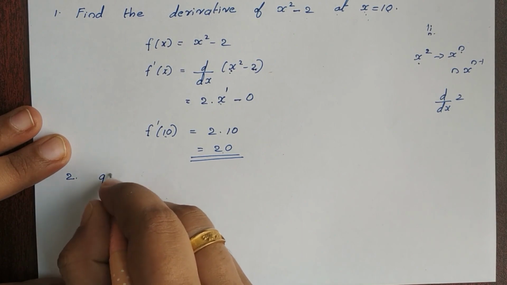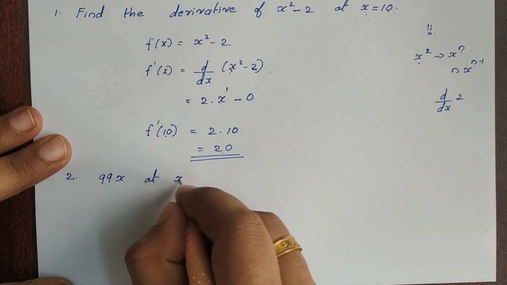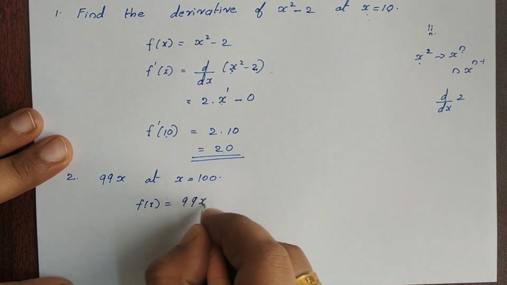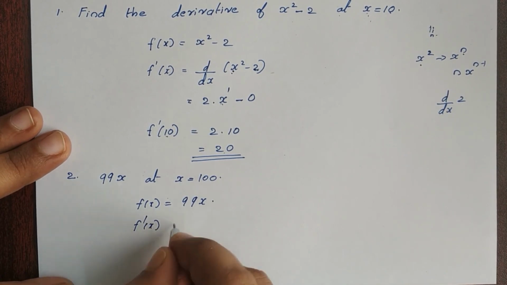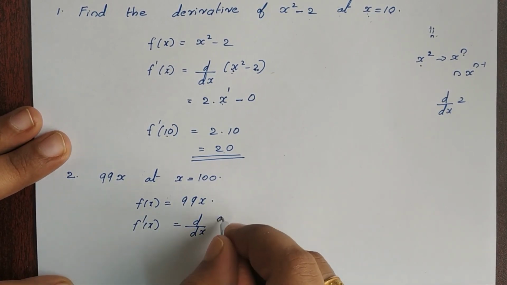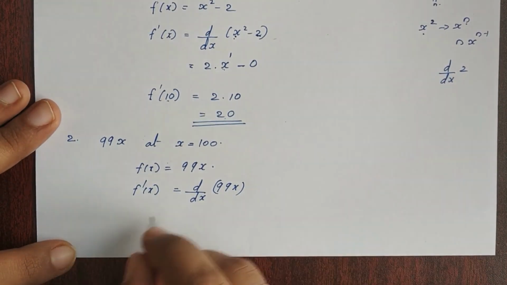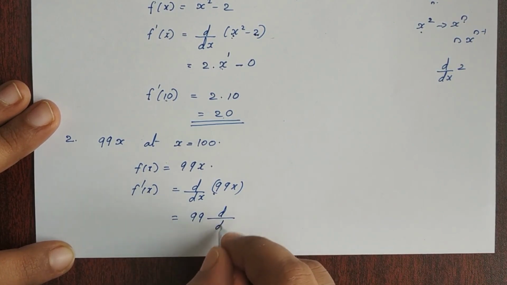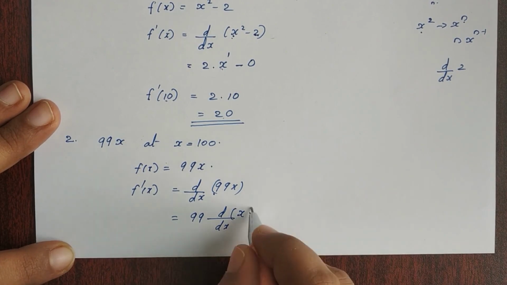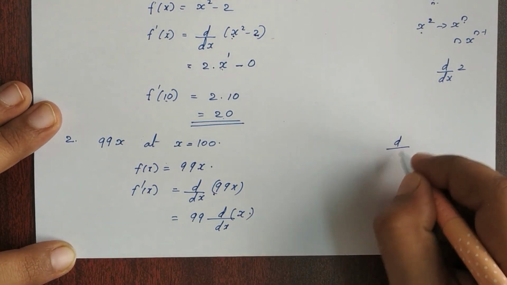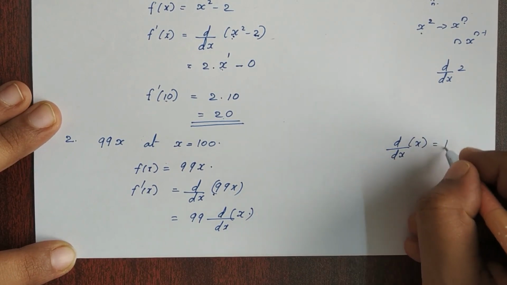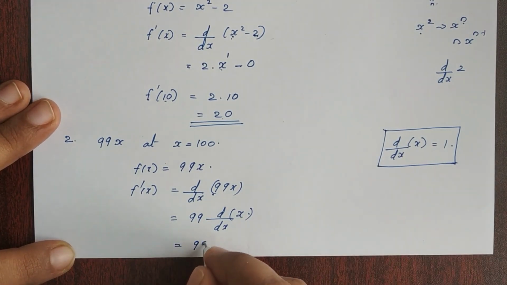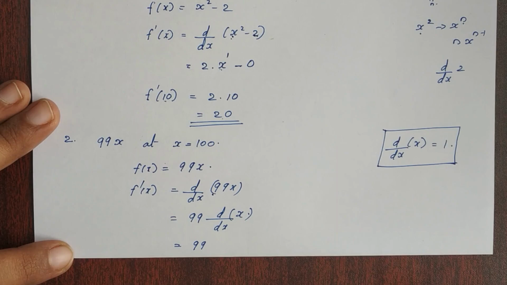Next question: find the derivative of 99x at x is equal to 100. That is f of x is equal to 99x, then f dash x, the derivative, is d by dx of 99x. Here 99 is a constant, so we have the constant times d by dx of x, and d by dx of x is 1. So this is equal to 99 into 1, that is 99.